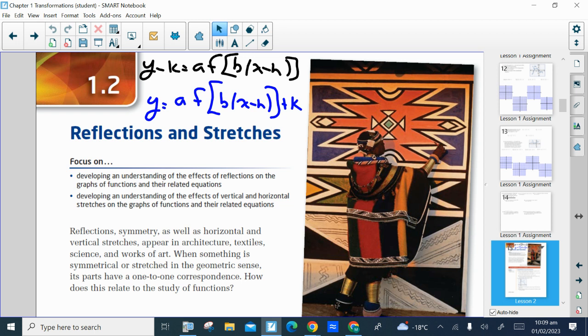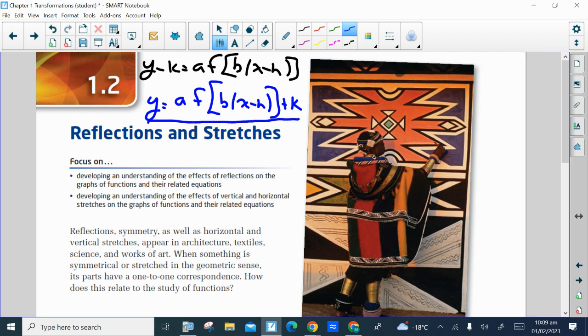Normally, when we're looking for the value of k, we use the second expression. We get y by itself. And then if k is positive, the graph goes up. When k is negative, the graph goes down.